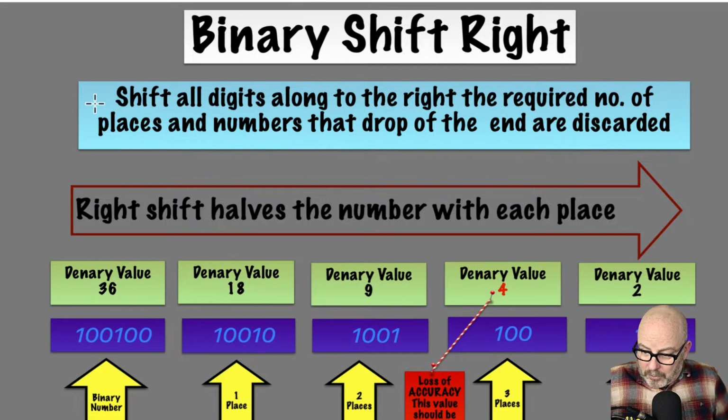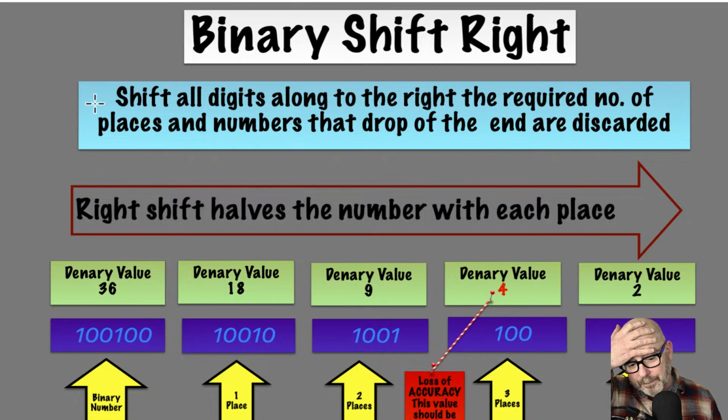Now, there is a slight complication with right shifting, is that it's not that accurate, or it may not be that accurate. Work this through, right? So we're doing the same thing, except this time we are starting over on the left-hand side because we're shifting right. And there's our number.